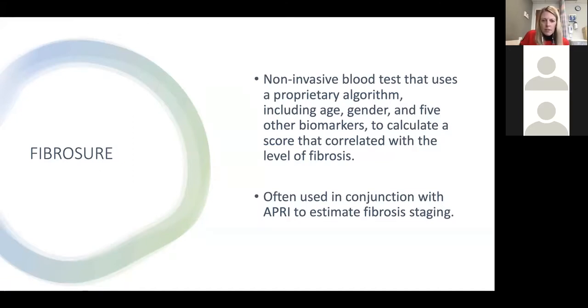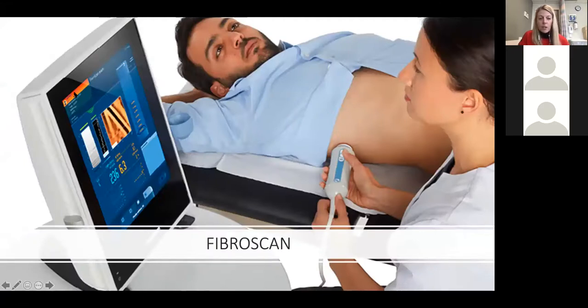But more often than not, what we do at the liver clinic is a FibroScan. So a FibroScan is a special type of ultrasound that can help measure the stiffness of the liver. This is a little bit different than what our scan looks like in hepatitis and liver clinic, but you kind of get the picture.